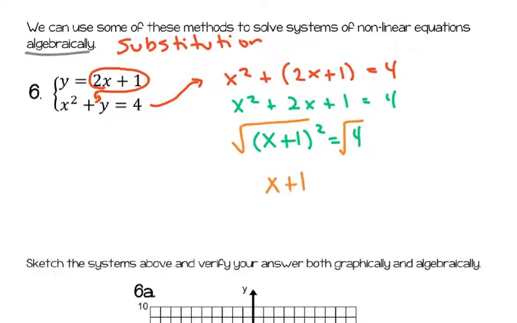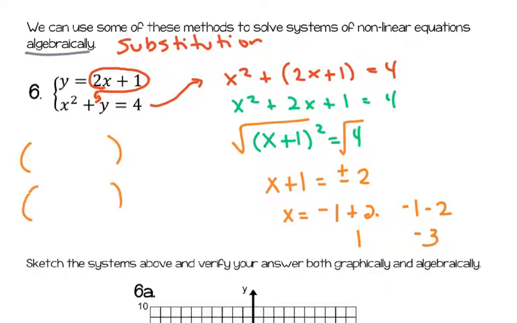So I'm going to have x plus 1 is equal to, remember I put the radical there, so I have to say plus or minus 2. That means that x is equal to negative 1 plus 2 and negative 1 minus 2. Negative 1 plus 2 is 1, negative 1 minus 2 is negative 3. So I have two solutions. My two solutions mean I'm going to have two ordered pairs. In the first ordered pair, my x is going to be 1, and in the second, it's going to be negative 3. Of course, it doesn't matter if you put negative 3 in the first ordered pair. That's just the order I got them in.